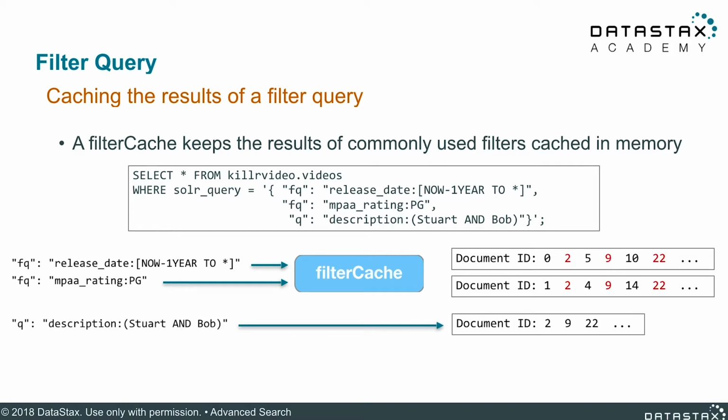In this case, documents 2, 9, and 22 are possible candidates. The predicate from the Q clause can now be executed against our pre-filtered set, and in this case, our only matching record is document 9.